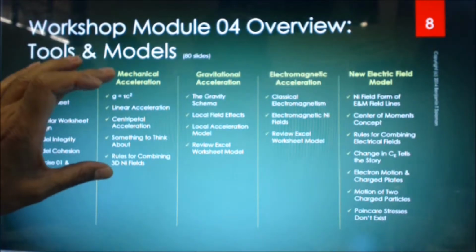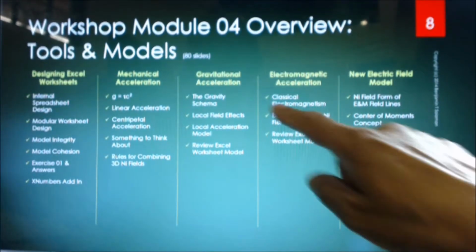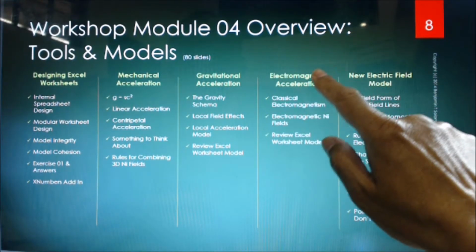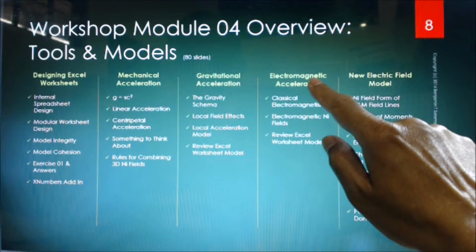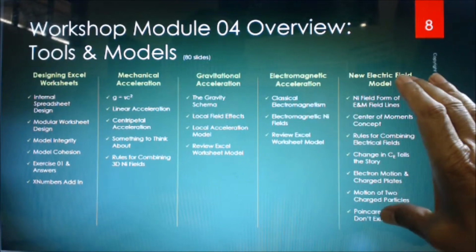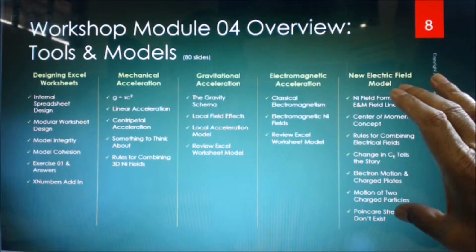We look at mechanical acceleration using g is equal to tau c squared. We look at gravitational acceleration also using g is equal to tau c squared. And we'll look at electromagnetic acceleration also using g is equal to tau c squared. And there's a new piece, which is the new electric field model.